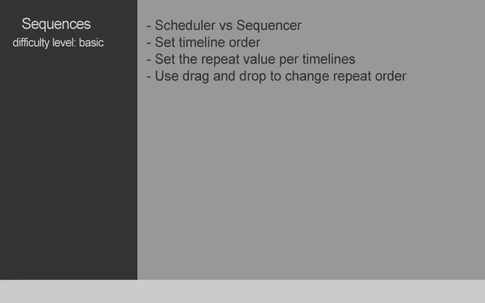You can also use a repeat value per timeline. So if you wanted to have one timeline play several loops over and over before moving to the next timeline, the repeat value will allow you to do that. And you'll configure all this using drag and drop operation. So let's go ahead and jump into the Designer Studio and I'll show you how to configure all this.